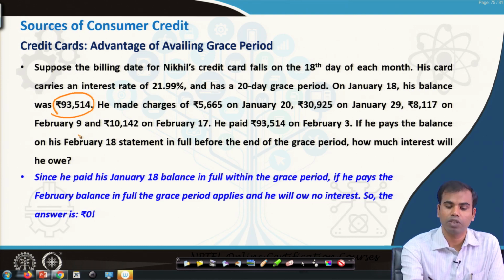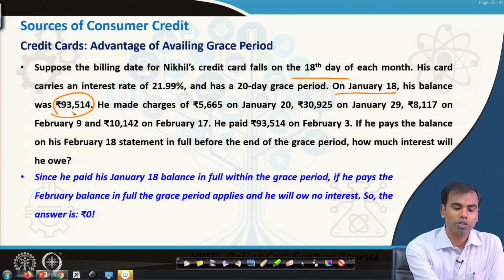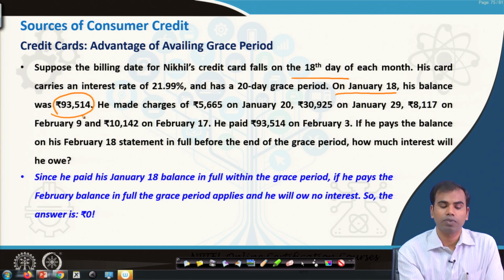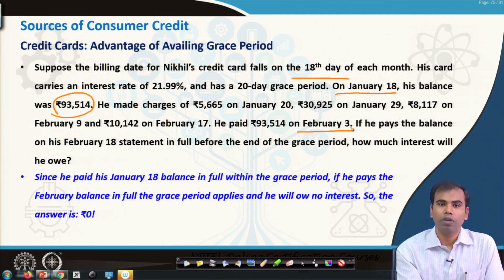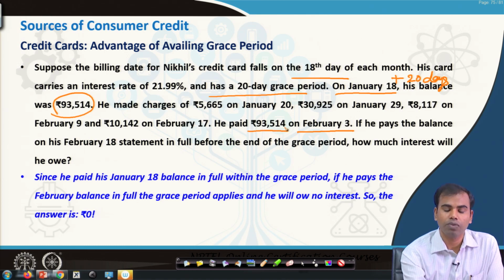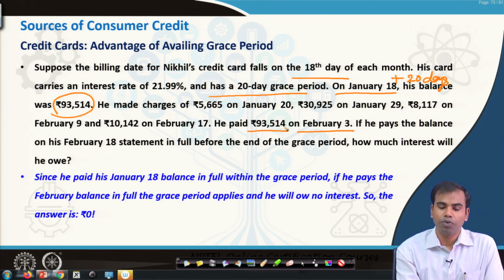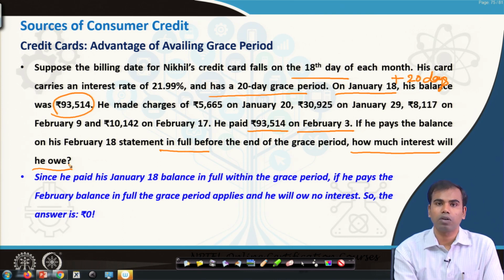Now, if you see here, the amount of money that was due on the previous date of bill generation, which is January 18th, because on the 18th day every month the bill is generated, was 93,514. On February 3rd, which is well within the grace period, so January 18th plus 20 days of grace period, the amount of 93,514 was paid. If he pays the balance on his February 18 statement in full before the end of the grace period, does he have to pay any interest or not?